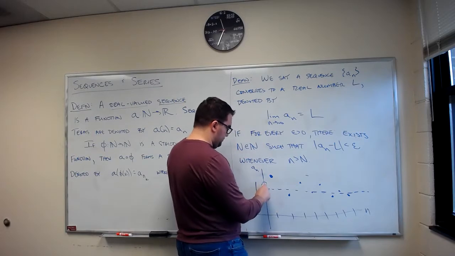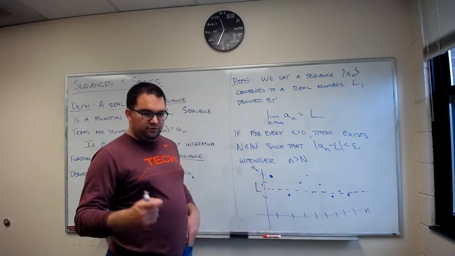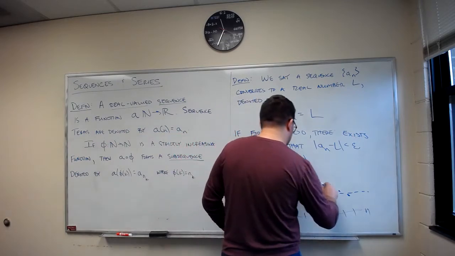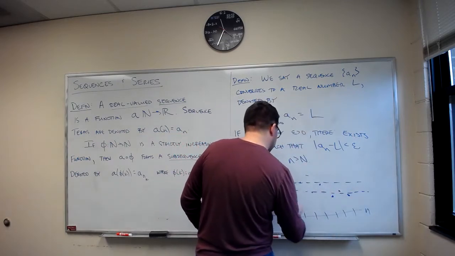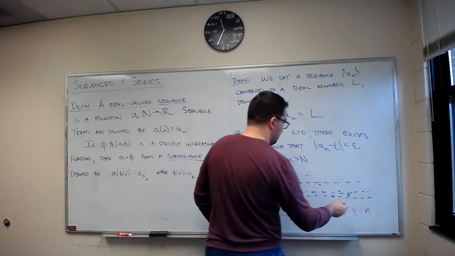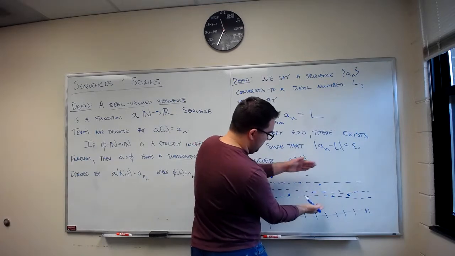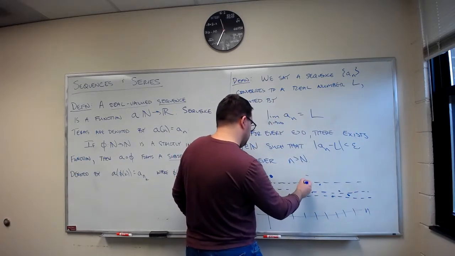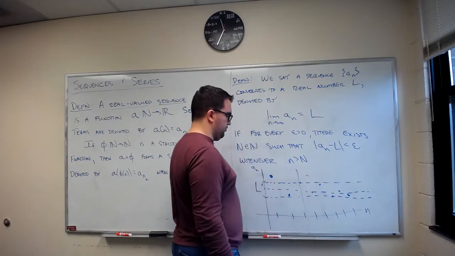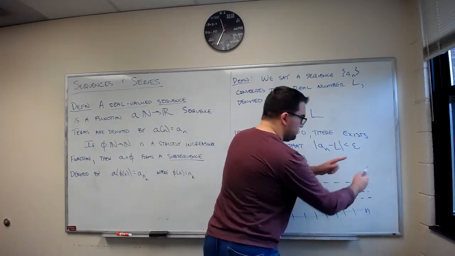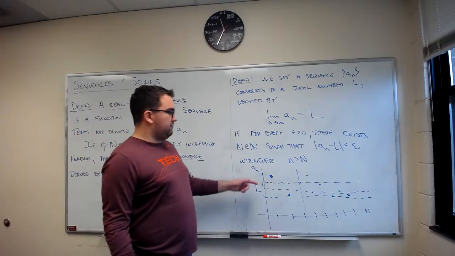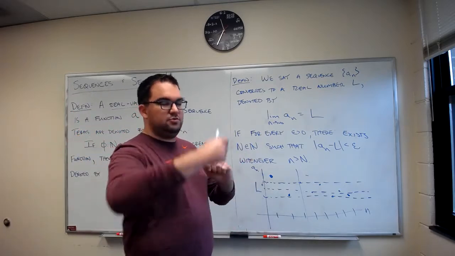this epsilon will define a band around L. It should be the case that if I go out far enough in my sequence, all of the terms are within these epsilon bands. And I'm not a very good artist here, but it looks like once I get past the third term here, all of these terms of my sequence are within epsilon of L. Okay? Now, of course, if you make epsilon smaller, then you may have to go out further.